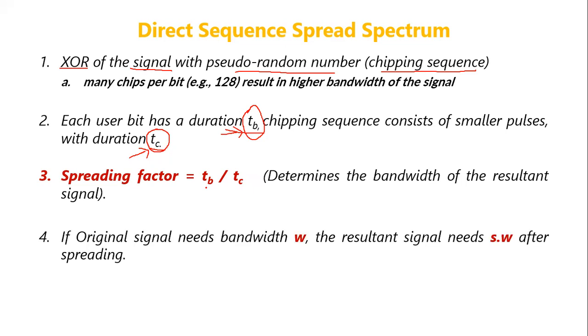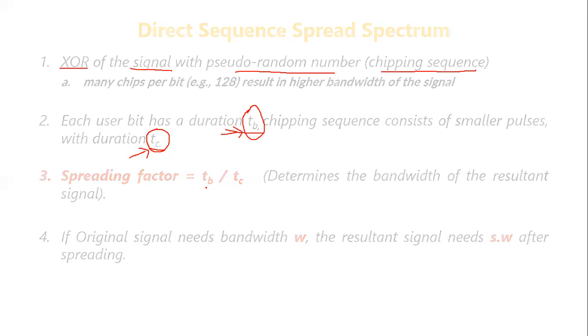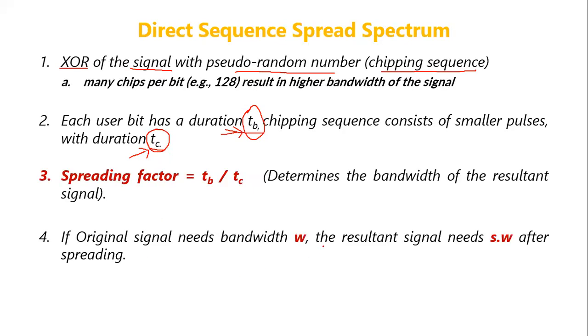And the resulting signal's bandwidth can be calculated like this. If the original signal's bandwidth is W, then the resulting signal's bandwidth will be S into W, where S is nothing but the spreading factor. Let me call it SF, the spreading factor. If you multiply the spreading factor S into W, where W is the bandwidth of the original signal, you will get the bandwidth of the resultant signal.